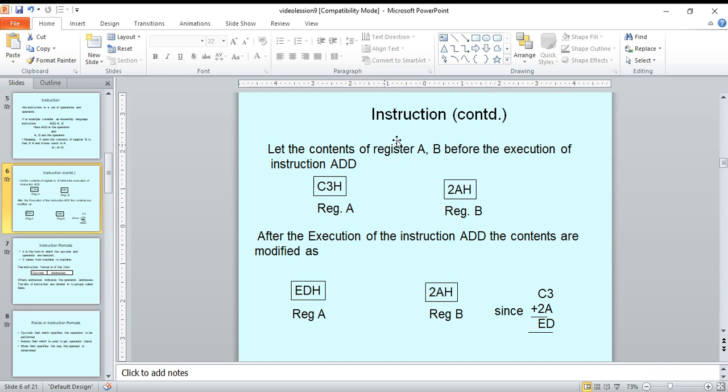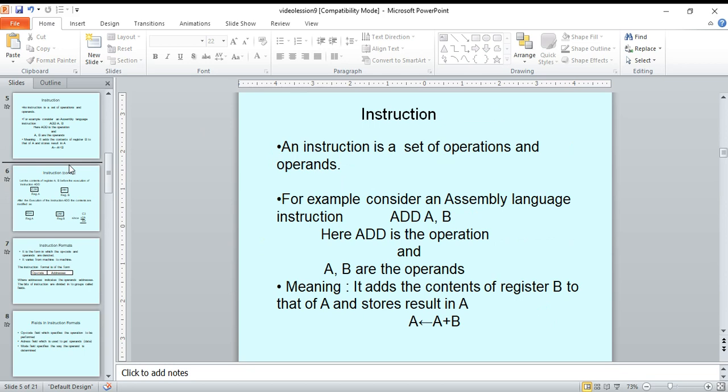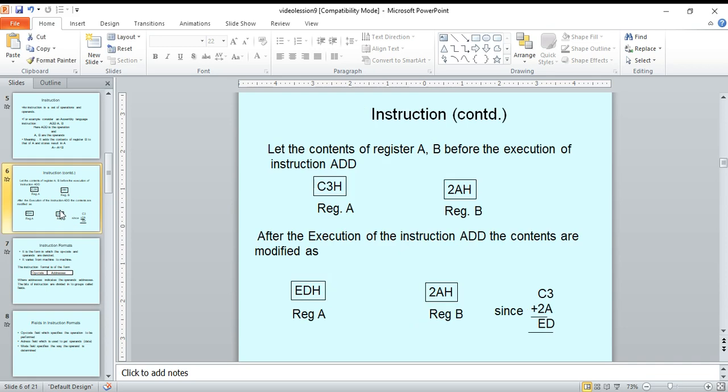Before instruction execution, see this example. For the instruction, you can see the example also. I want to add the register B value to the register A value, and finally the value should be placed in register A.